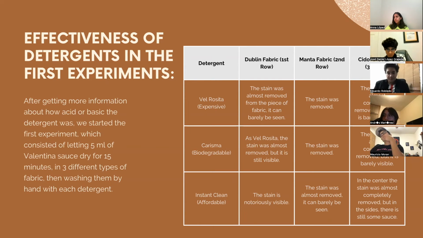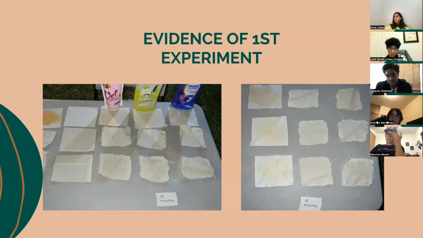And in the third row, which was the sealing of fabric in the center, the stain was almost completely removed, but on the sides, there is still some sauce. We can clearly see that Charisma, which is a biodegradable detergent, and Bel Rosita, which is the expensive detergent, have almost the same effects on the types of fabric. Here we can see the effects that each type of detergent had with each type of fabric, and the results are almost similar between the biodegradable and expensive one.